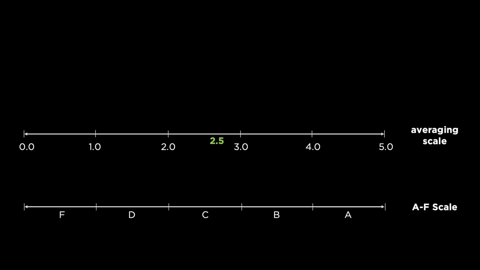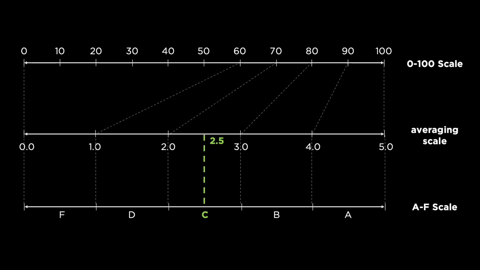Then, from the averaging scale, we can easily convert the 2.5 to a C on the A to F scale. Or we can go the other direction, from the averaging scale to the 0 to 100 scale, because a 2.5 on the averaging scale is a 75 on the 0 to 100 scale. Again, exactly where it should be. So, as you can see, now we have a simple way of moving accurately between any of the scales. The error is fixed for Percy and everyone else.